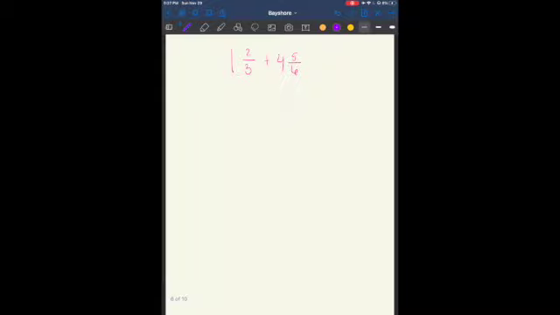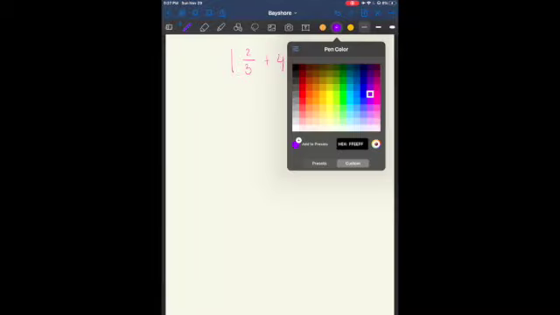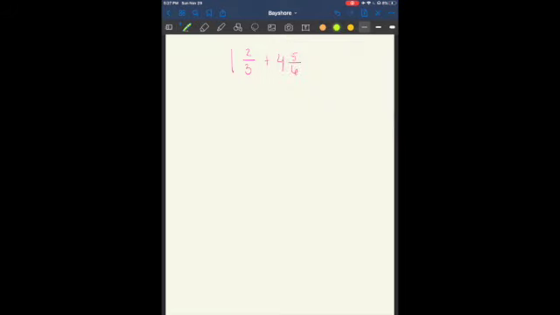Okay. So let's say we have the same kind of fractions, but we also have a whole number with it. Okay, so this is 1 2/3 plus 4 5/6. Okay, what we're going to do first is we're just going to add our whole numbers. Okay, 1 plus 4 is 5. Okay, so we added our whole numbers. We added our 1 and our 4, and we got 5.